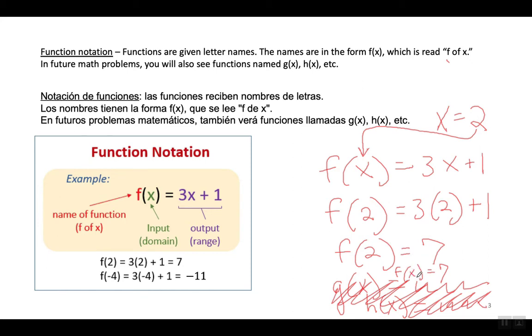Alright, you may see the answer also written just f of x equals 7 if there's only one value of x that we're using. Alright, let's look at the examples from IXL.